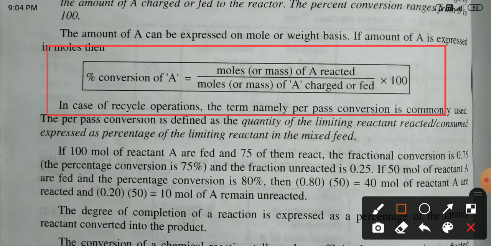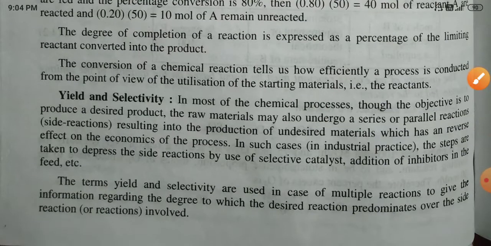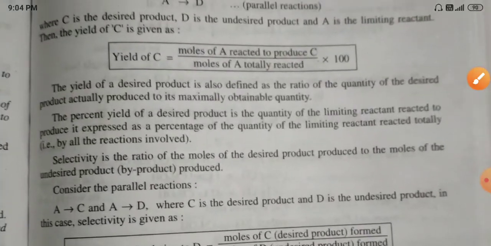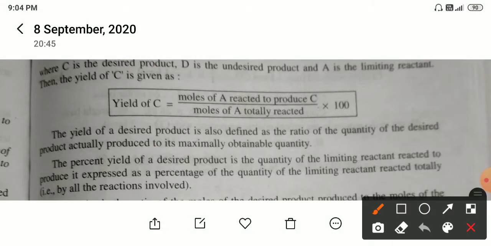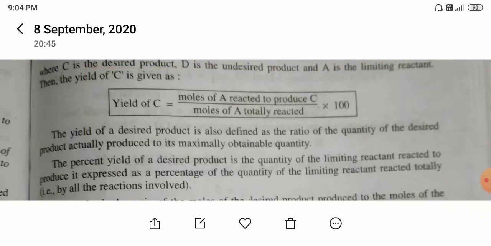Percentage of conversion of A is equal to moles of A reacted by moles of A charged to the feed, multiplied by 100. Okay, and the yield of conversion reactions will come like this. You only have to remember this equation: moles of A reacted to produce C by moles of A totally reacted, multiplied by 100. Based on this we will have to solve examples.